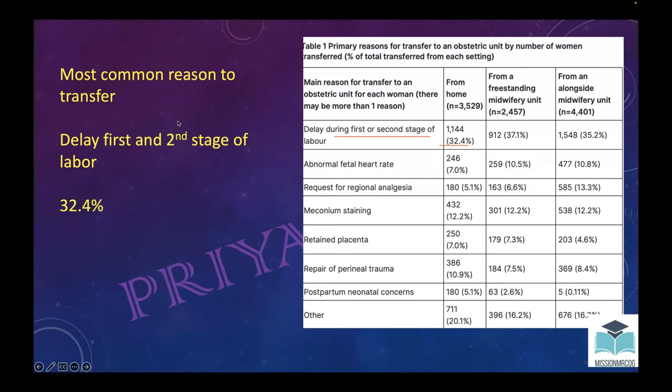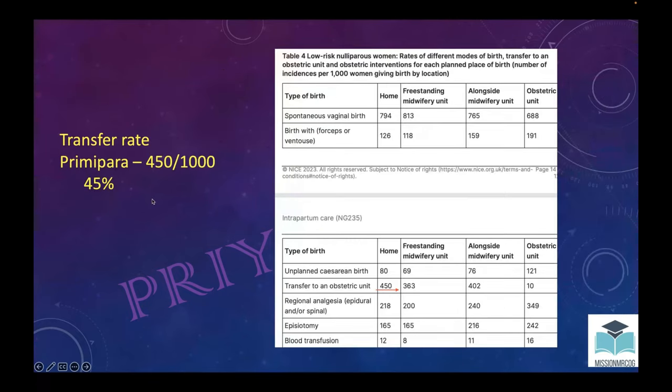Then this question also comes, and you Part 3 people have to put it in the counseling also. How much is the transfer rate if the patient considers home birth, and how much is the rate of transfer to the obstetric unit? So the answer will be 45%. This number is important for both Part 2 and Part 3 people.